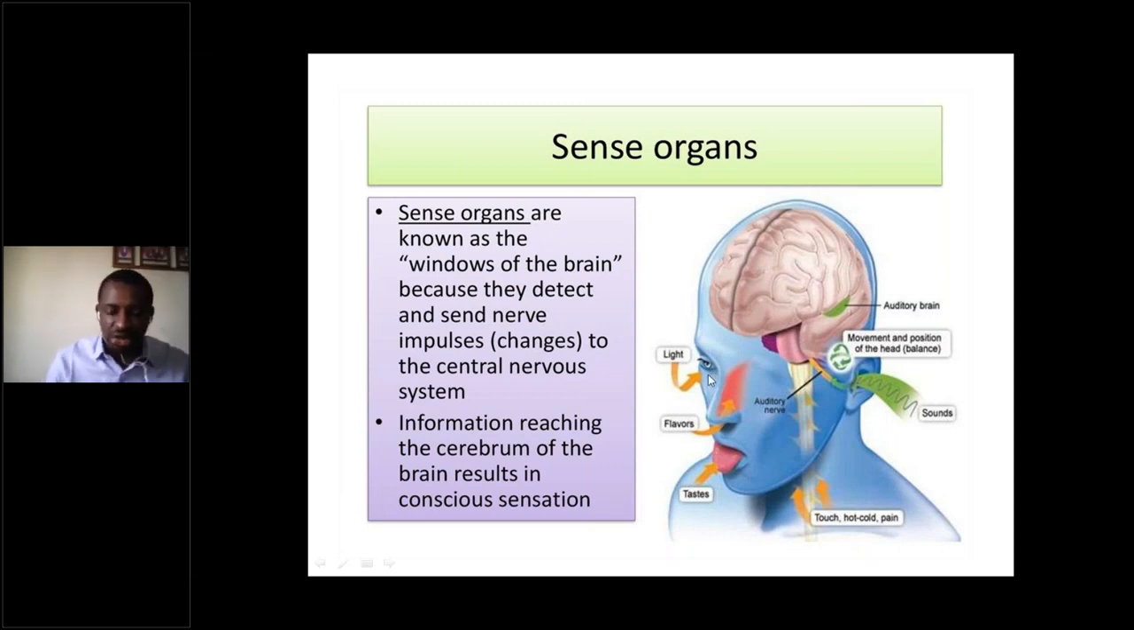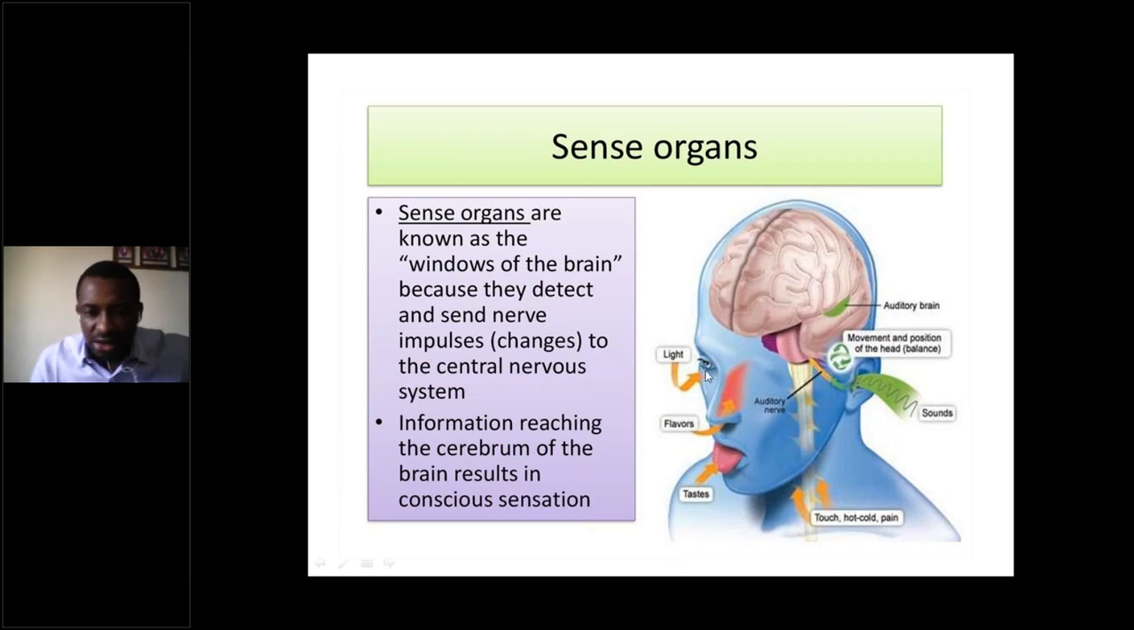The eye will now transmit that information to the brain. The brain will now interpret, okay, there is darkness. What do we do? Then the brain will now instruct. Instruct this side, instruct this side, and they take action.